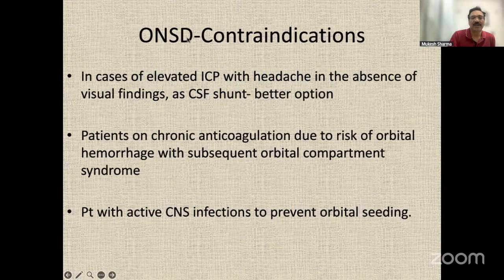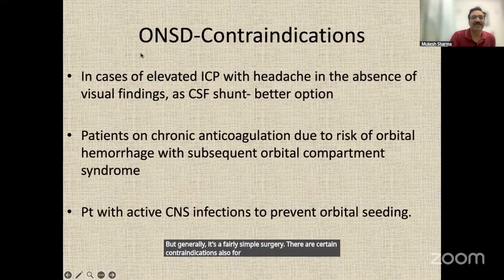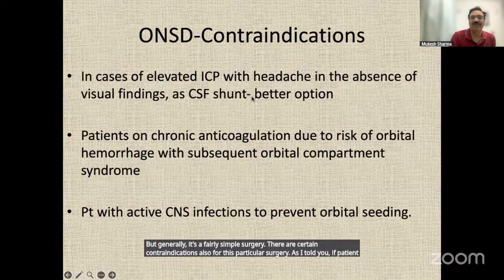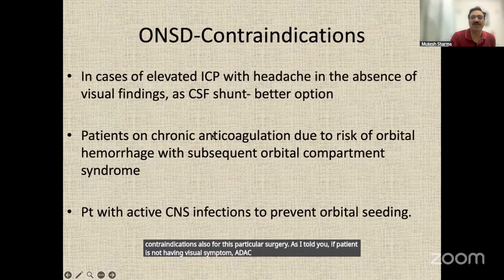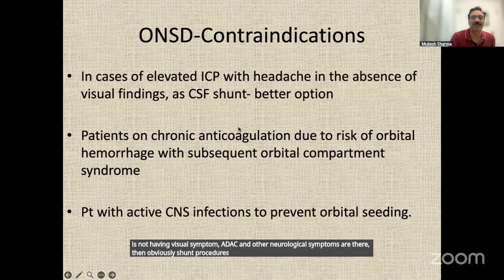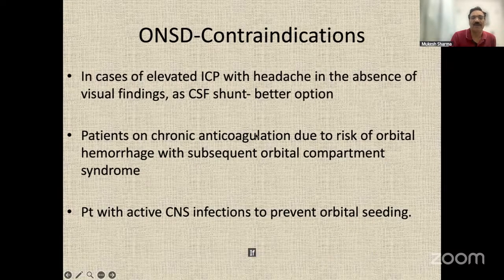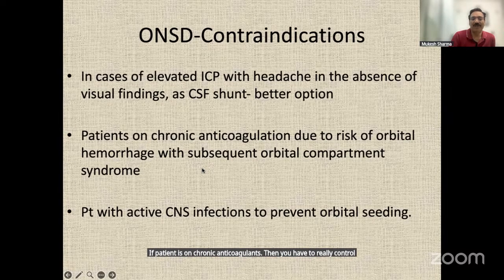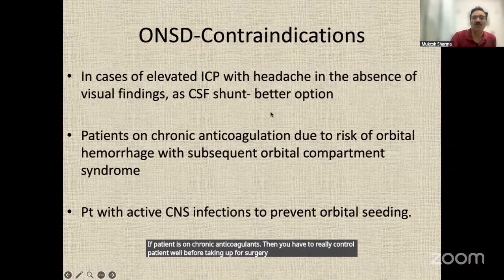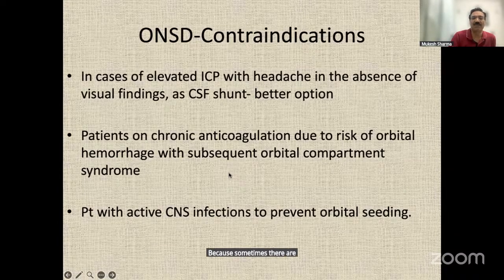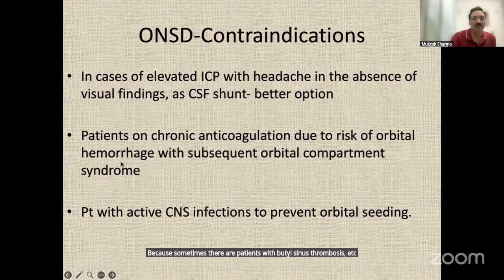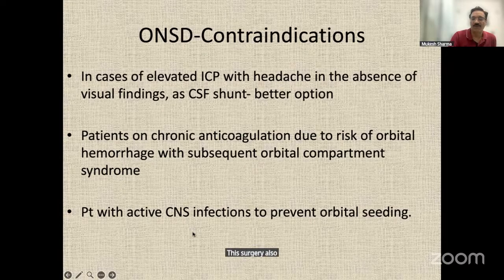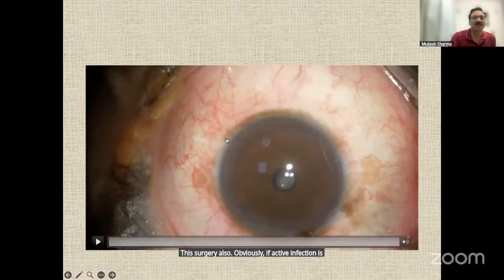There are certain contraindications also for this particular surgery. As I told you, if patient is not having visual symptom, and headache and other neurological symptoms are there, then obviously shunt procedures are better. If patient is on chronic anticoagulants, then you have to really control patient well before taking up for surgery, and you do get these cases because sometimes there are patients with dural sinus thrombosis, etc., and you need to do this surgery also. Obviously, if active infection is there, then you do not do it.